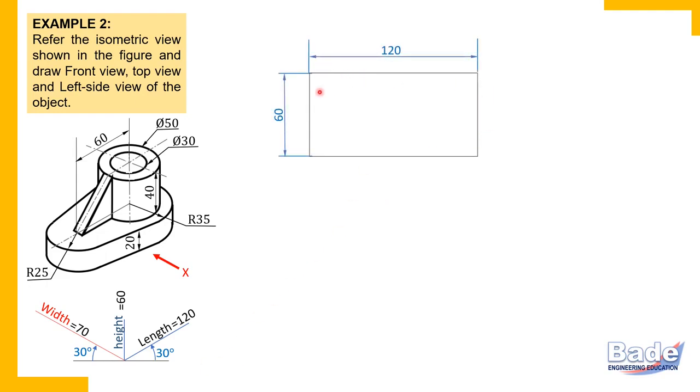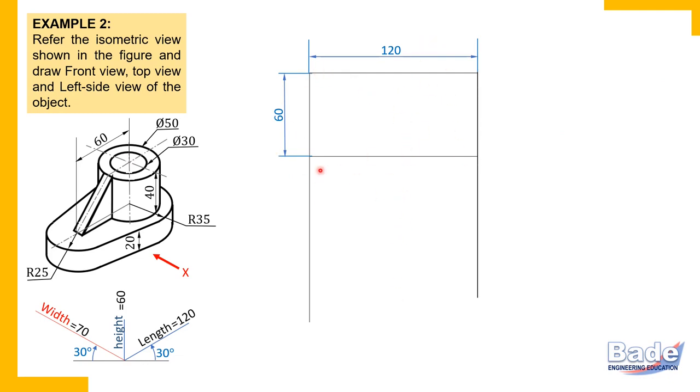So here is the front view rectangle. Check which side view is asked, left side view or right side view. Left side view. So the left side view is to be drawn. So there must be enough space on the right side to complete the left side view. In first angle method of projection, we draw the left side view on the right side of the front view. So be careful about that. Before you start drawing this front view rectangle, be sure that there is enough space for the side view here. Okay. So length 120, height 60, and the rectangle is complete.